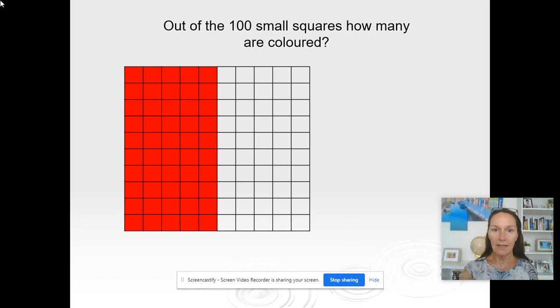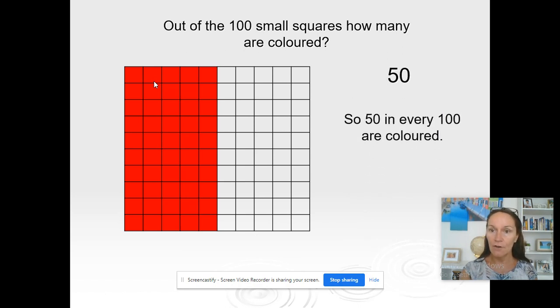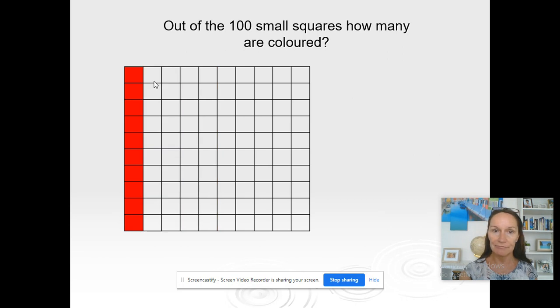For example, here we have 100 small squares. How many are covered? Well, you can see just by looking that it's half of them that are covered, which is 50. So 50 in every 100 are coloured. We call this 50%. And as a fraction, you would write it 50 over 100.